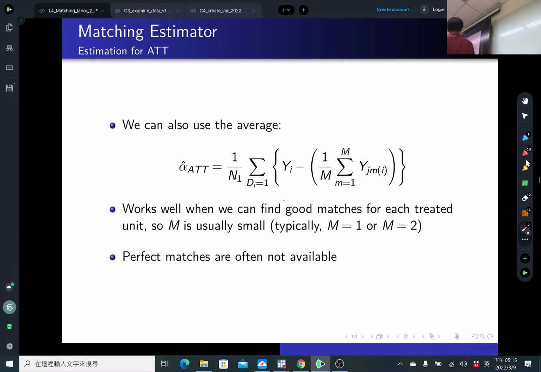But sometimes you might find that two units in the control group have very similar characteristics to a treated unit. You can just take the average of these 2 units or 3 units. That's basically something we just mentioned in the previous example. But if you have more and more characteristics, the perfect match is often not available. You just find the closest one.